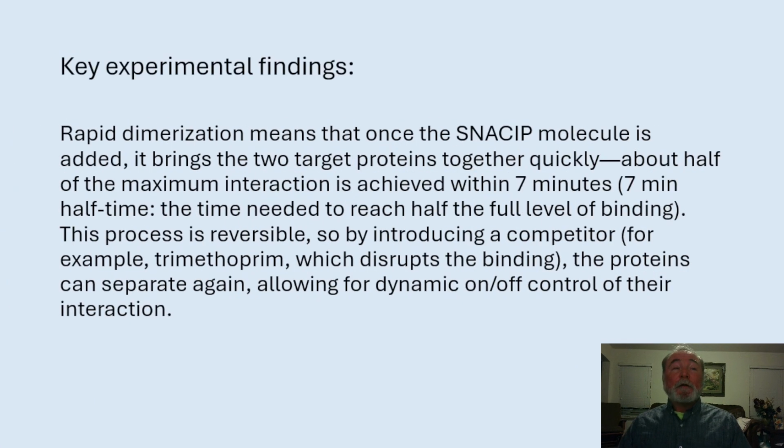Key experimental findings. Rapid dimerization means that once this molecule is added, it brings two target proteins together quickly. About half of the maximum interaction is achieved within 7 minutes in vivo. This process is reversible, so by introducing a competitor which disrupts the binding, the proteins can be separated again, allowing for dynamic on and off control of proteomic interactions in vivo.